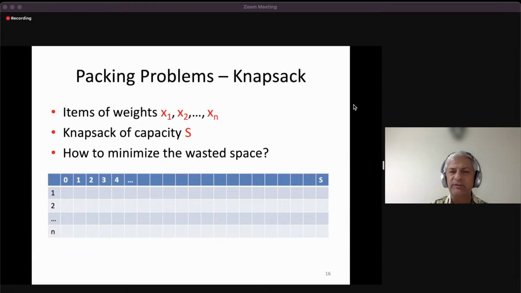The only difference here is that instead of coins, you have items of certain weights, and you're given a certain capacity of a box, and you're asked whether you can fill up this box to capacity. If you can fill it up, then the wasted space is 0. Otherwise, the wasted space is non-zero, and we have to figure this out. So the way we solve this problem is exactly how we solved the previous problem as well. Are there any questions?